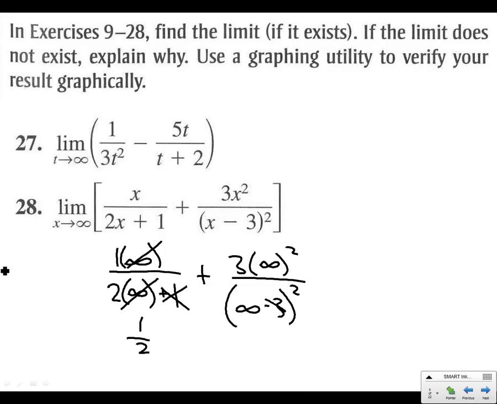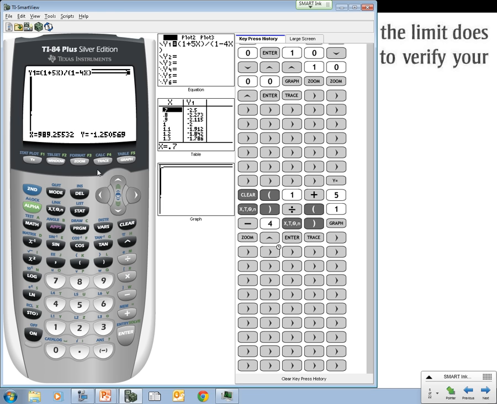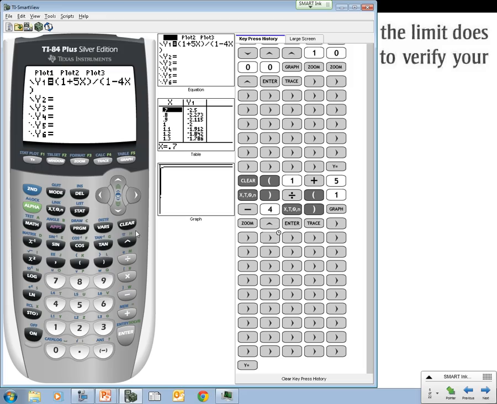Infinity minus 3, we don't care about that 3 there. So we've got infinity squared divided by infinity squared. Those will cancel, and we'll be left with just a 1 on the bottom. So 1/2 plus 3 gives us 3.5 as our answer here. Let's check and make sure that we agree with that. A little more work in our graphing calculator this time, just to make sure we've got this correct.